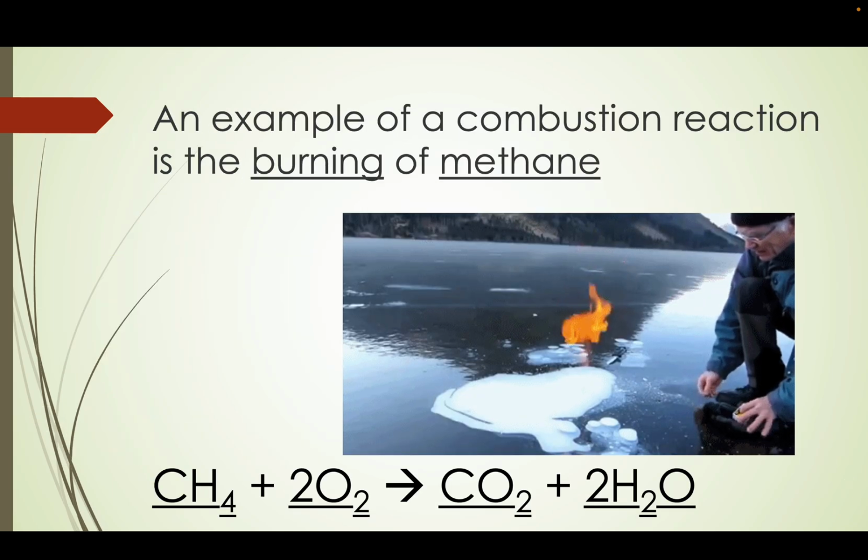One very basic example of a combustion reaction is the burning of methane. So methane is CH4. You don't really need to know what that is. But again, notice that in the reactant side, we have O2. That's our first hint that we are dealing with a combustion reaction. And then if you look at the products, it's even more obvious and easy. It's producing carbon dioxide, CO2, and water. So this is very obviously a combustion reaction.